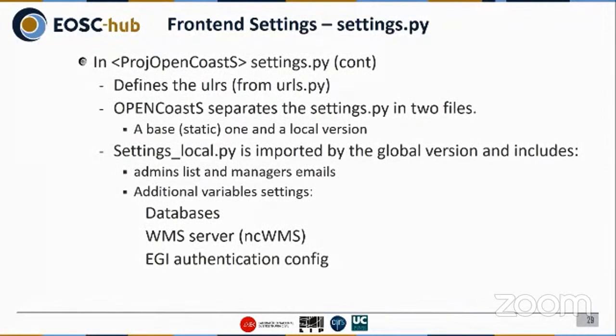Also in settings.py, we have the URLs that we imported from the urls.py. And more importantly, we separate the settings.py into two files, a base one, which is static, and a local version for the configuration of OpenCoast's project in that version. The settings_local.py is important for the global version and includes the admin lists, managers' emails, and additional variable settings such as databases, WMS server, and EGI authentication configuration plugin.